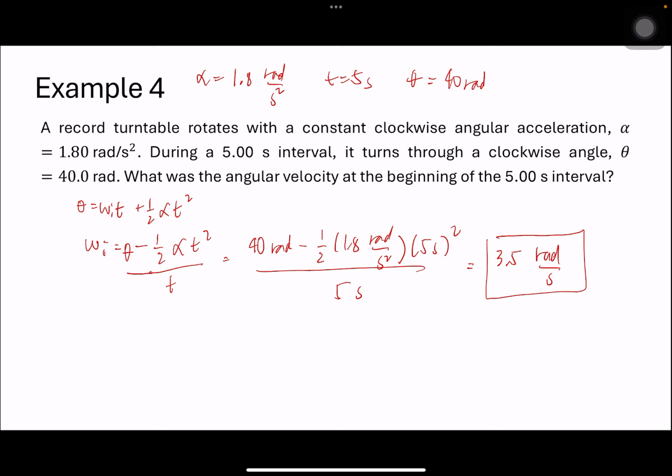So this will be the angular velocity at the start of the 5-second interval. Take note that it was mentioned that it's a clockwise angle. Since we got a positive value, we will follow the same convention, because when we used 40, it's positive. So when you get a positive angular velocity, this will also be clockwise.